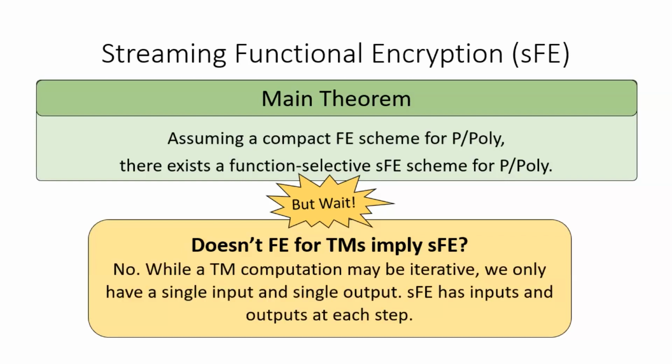The reason is that a Turing machine computation, though it's iterative, only ever has one input given at the beginning and one output. Whereas in streaming FE, we have adaptively chosen inputs at each step and different outputs at each step. So it's not as simple as making a minor tweak to, say, an FE for Turing machines scheme to make it into a streaming FE scheme. The other direction works if the FE for Turing machines is required to have bounded size. So if you restrict the size of the tape used to be some amount beforehand, then streaming FE implies that type of FE for Turing machines, but otherwise does not necessarily. Okay.